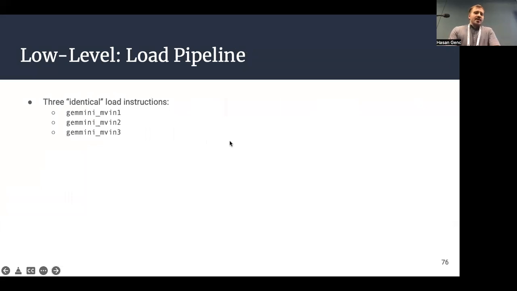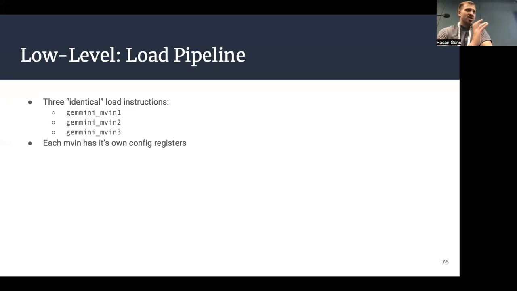Okay, and then for instructions within the load pipeline, we have 3 different identical load instructions, which have the exact same semantics, but each has its own configuration registers. This is just a convenience. If you have different strides or different configurations for your left matrix or your right matrix or your bias, you can set configurations for each one independently and then load each one with separate instructions without having to change the configuration in between.